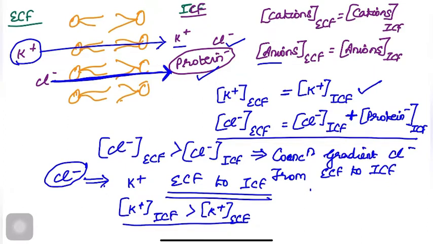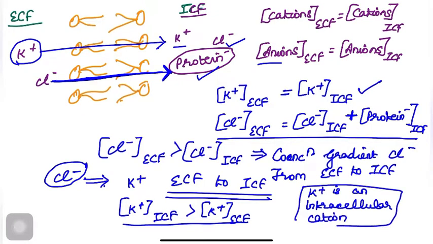So normally we say that potassium is an intracellular cation, right? Potassium is an intracellular cation. What does it mean? It means potassium is in excess, or high in concentration, inside the cell. Why? Because this is due to the Gibbs Donnan effect.